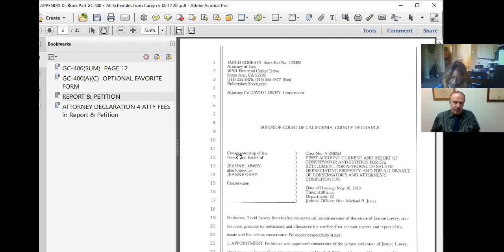Over on this side, it's conservatorship of the person and the estate. Please make sure you just don't use those words. You must have been given letters of both person and the estate, or you might just be conservator of the estate, which means their money. Or you might just be a conservator of the person. So it can be one or the other or both.